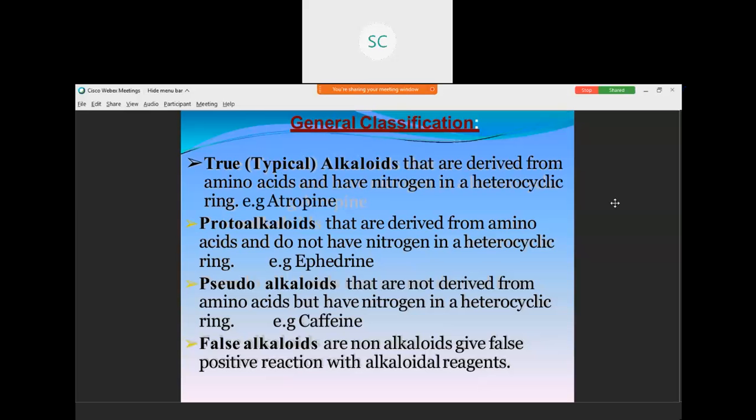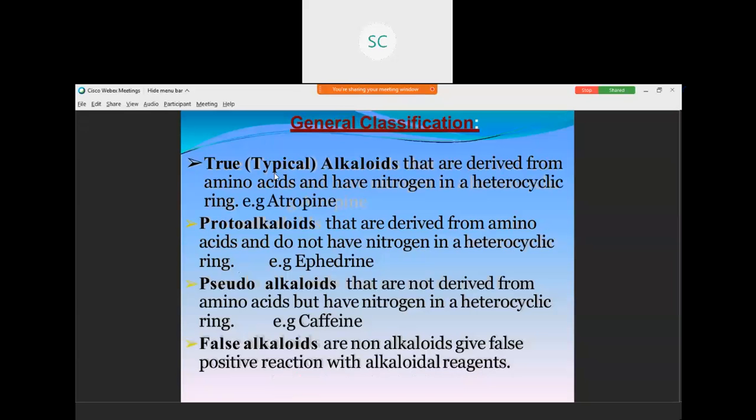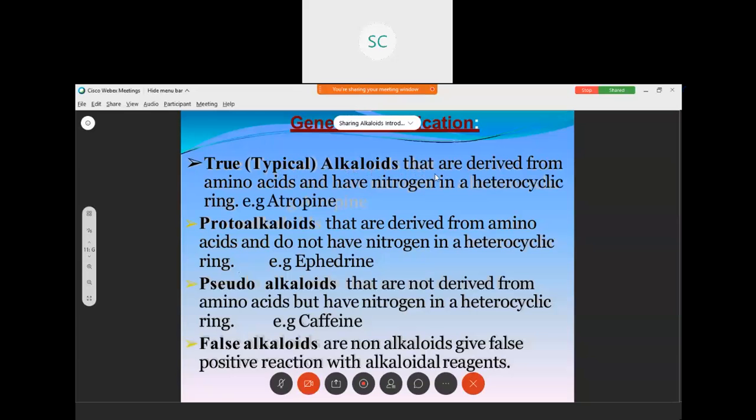On the basis of origin of alkaloids, alkaloids are classified into four types. First one is true alkaloids, second one is proto-alkaloids, third one is pseudo-alkaloids and fourth one is false alkaloids. Let us go to true alkaloids. True alkaloids are defined as alkaloids that are derived from amino acids and have nitrogen in a heterocyclic ring, called true alkaloids or typical alkaloids. Atropine is taken as an example of true alkaloids.